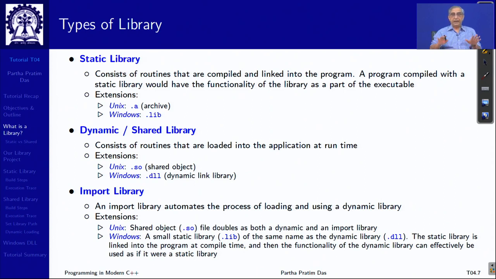One is the static library, which is what most of the time you have been seeing. So, they are compiled and linked into the program. A static library becomes a part of your binary code, right. So, the functionality of the library becomes a part of the executable that you create. Such libraries in Unix typically have the file extension .a, in Windows they have .lib, that says these are static libraries. The other is known as a dynamic library or shared library.